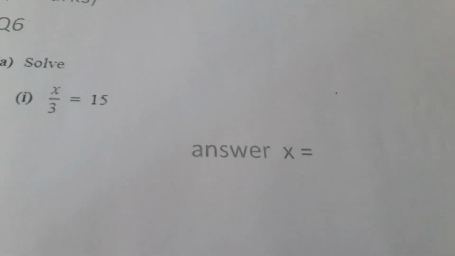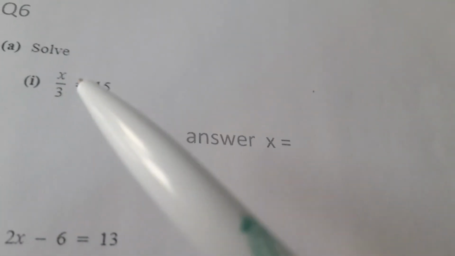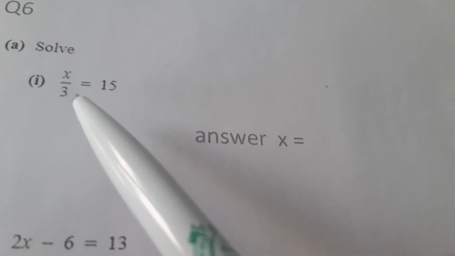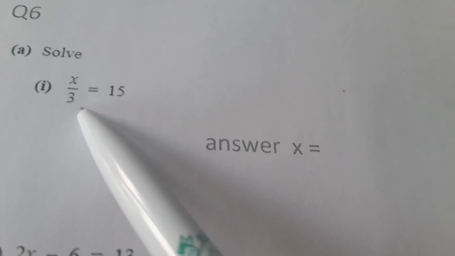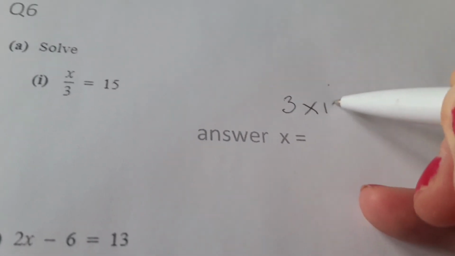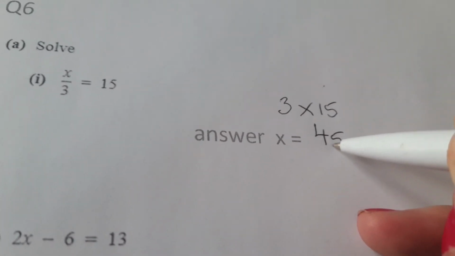Last part, people are getting a little bit confused because it's a while since we've done algebra. You always do the opposite to solve an equation. So this is divide by 3. So to solve this equation, you go 3 times 15, 45.